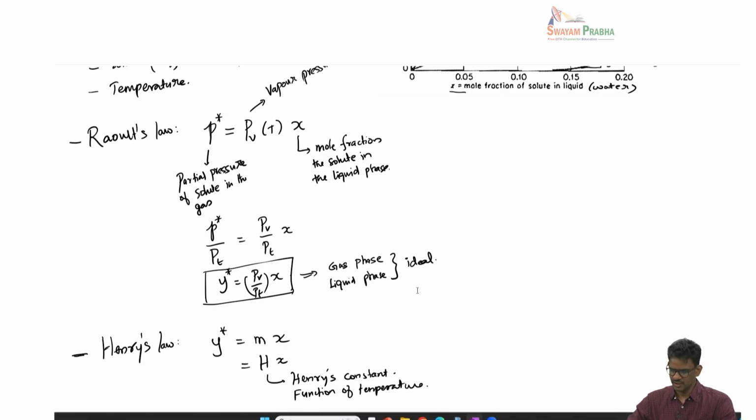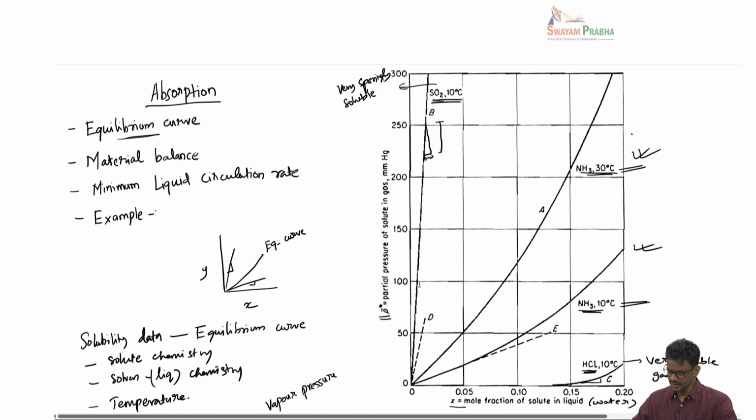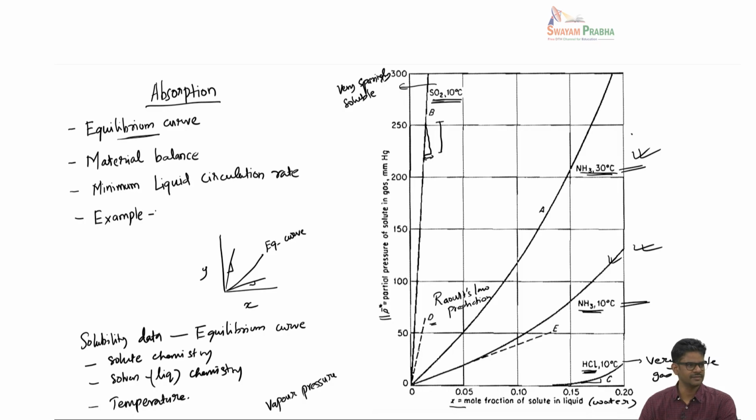Now, if you go back to the solubility data I showed, the curve shown here as D is basically Raoult's law's prediction for ammonia at 10 degrees Celsius. So ammonia's data is somewhere here, and Raoult's law, if you apply it, will follow this line D. So Raoult's law clearly is inaccurate in explaining, let's say, ammonia's solubility data.